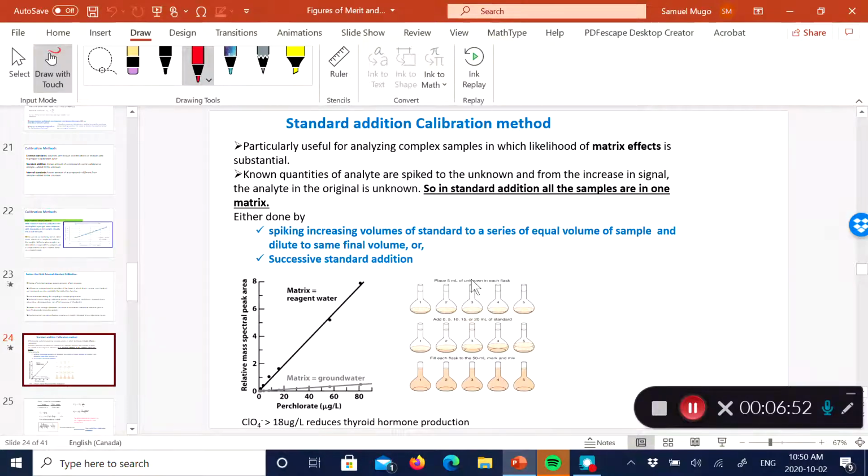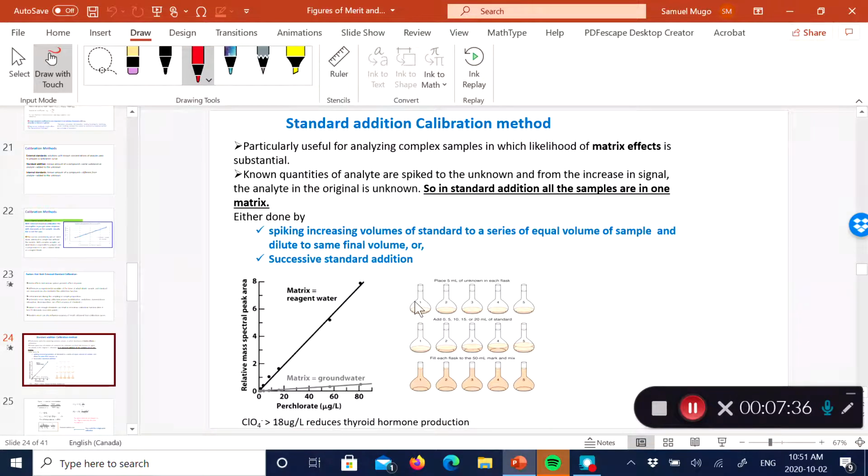You typically prepare the standard solutions, and then you take the sample and spike it with increasing amounts of a known standard, okay? And then after that, you make it up to volume in a volumetric flask. So I'll say this again: with the standard addition method, one way of doing it is you take the sample, say 5 ml, put it in each volumetric flask, and then spike each volumetric flask with increasing volume of a known standard solution.